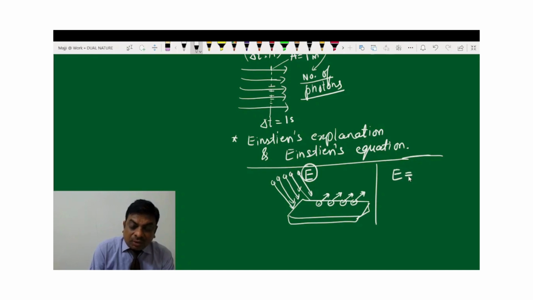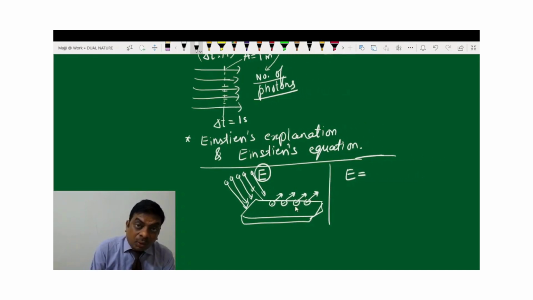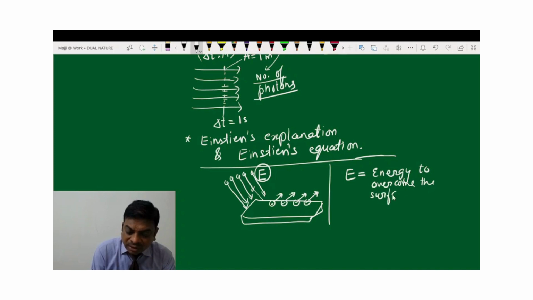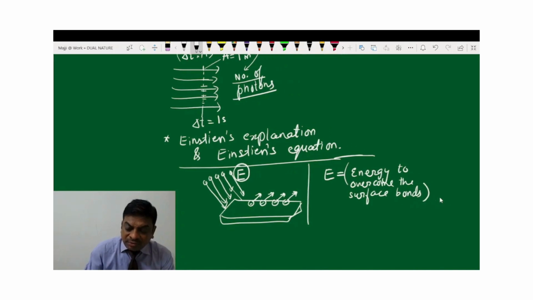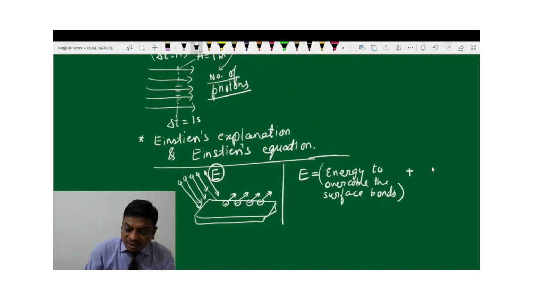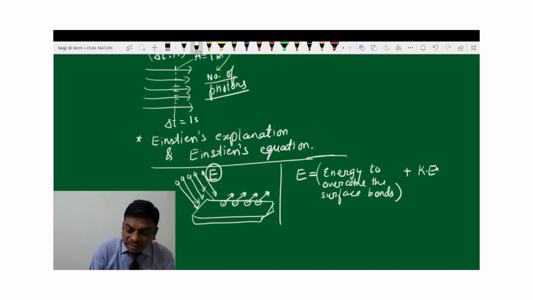Now this energy of the electron is utilized in two ways. A part of it will be spent to overcome the attractive forces so that it comes out of the surface. So it will require certain energy to overcome the surface bonds. You can call it surface bonds, so that it comes onto the surface. And if anything is left over, then that will be in the form of kinetic energy.